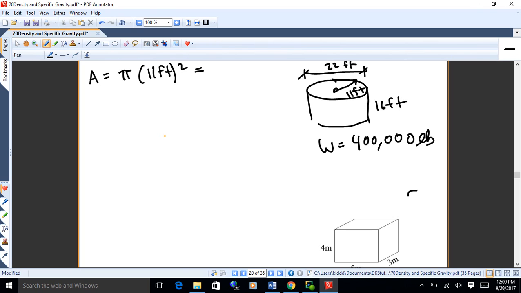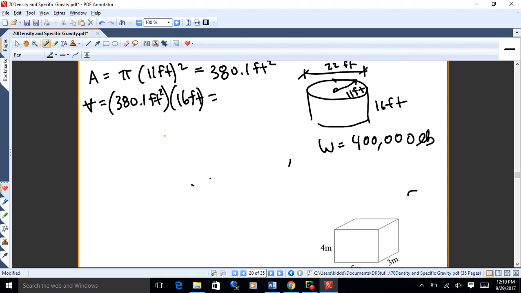All right, so the first thing I would do is find the area. So that's 380 square feet, roughly, 380.1 if you want to get more accurate. And then I would take that times the depth, and that'll get me the volume. I leave the number in my calculator and just go times 16, and that'll get me 6,082 cubic feet.